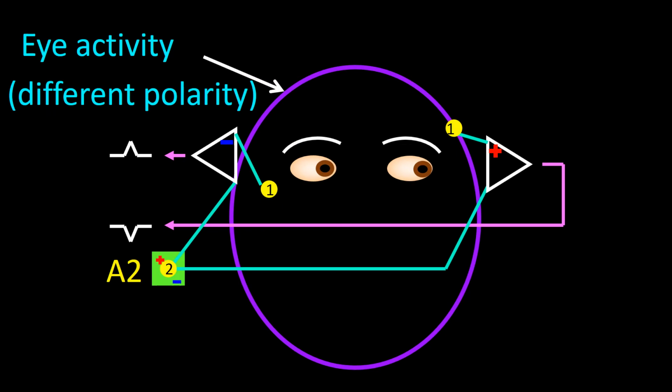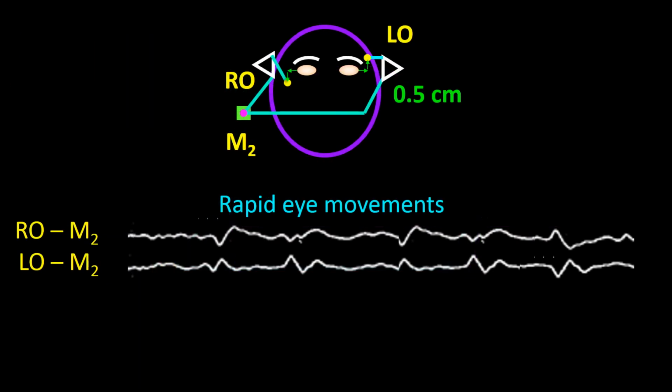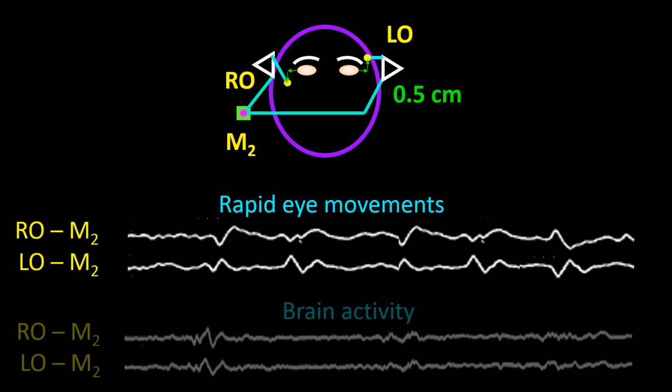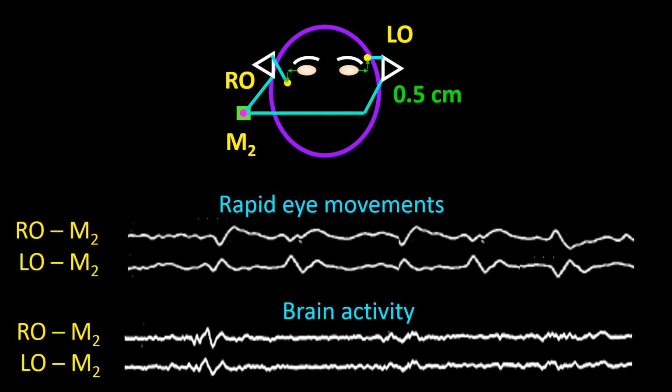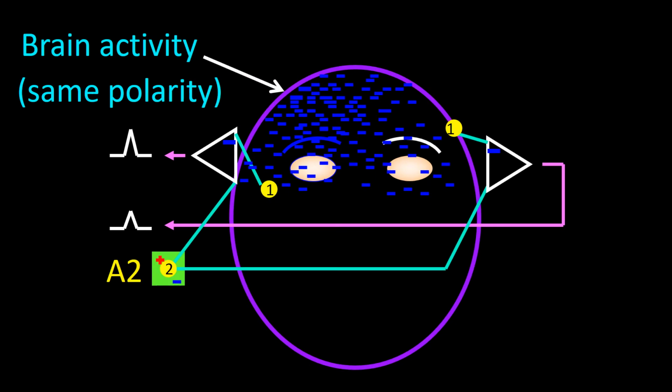This phase reversal is the consequence of the positivity of the cornea and the relative negativity of the retina. On the contrary to eye movements that are always out of phase, brain activity will cause both channels to go in the same direction. The in-phase derivation with cerebral activity is the consequence of the tendency of the brain activity to be driven by a single maximal polarity resulting from vertical dipoles.